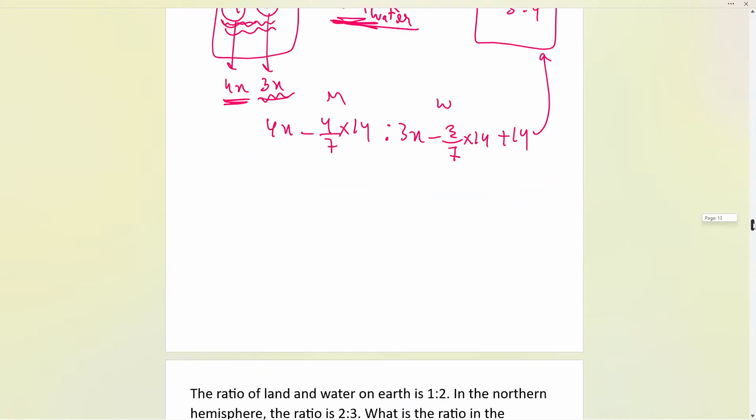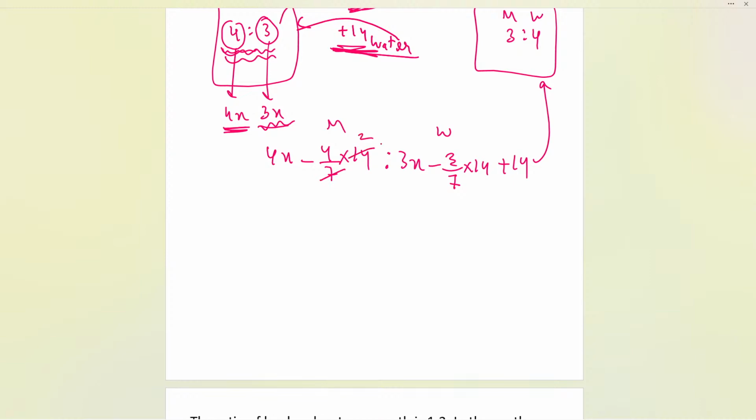Now let us solve it. 7 times 2 is 14, so it will be 4x minus 8. Let us divide directly: 3x minus 6 plus 14 is equal to what? The new ratio is 3:4, so take this 4 to the other side. 16x minus 4 is 32. On the right hand side, if I solve this part, we have 14.